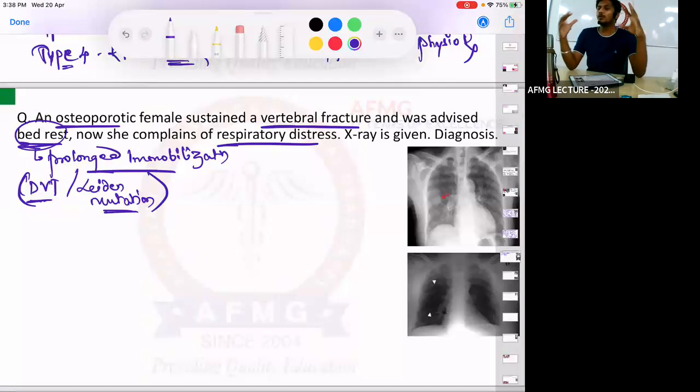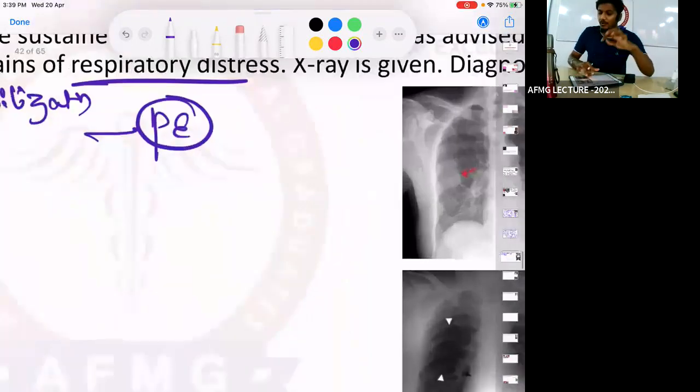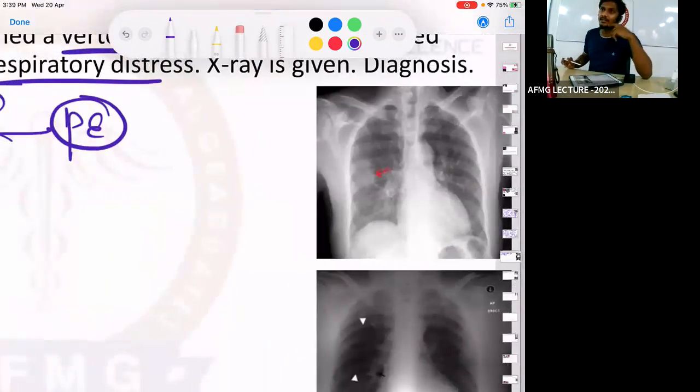So the thrombus would dislodge from the deep soleal veins of the legs and go and block the pulmonary vessels. So the diagnosis in this condition would be pulmonary embolism. If the patient is experiencing sudden respiratory distress, it is usually a massive pulmonary embolism. And on massive pulmonary embolism, I can see three most important X-ray findings.